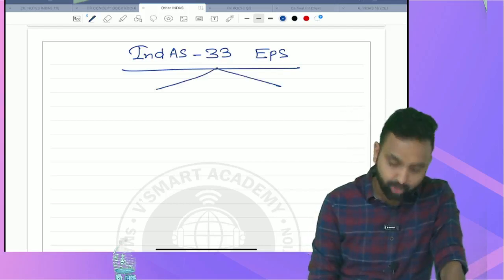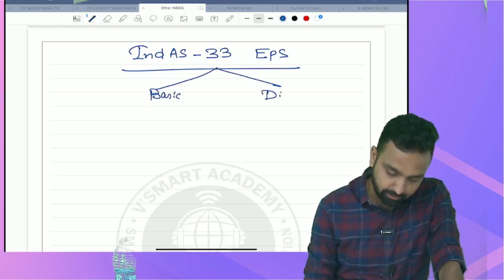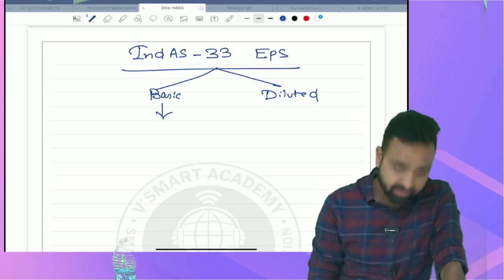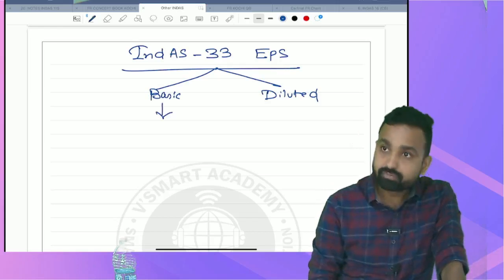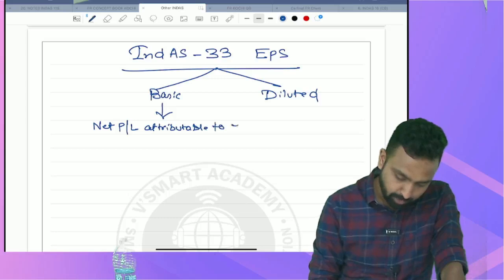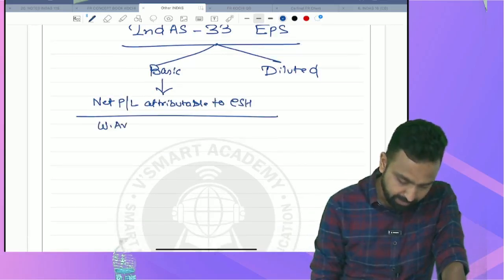Okay. Two things. There are two types of EPS. One is basic. What is the formula of basic? Net profit or loss attributable to equity shareholders divided by weighted average outstanding number of equity shares. Done?